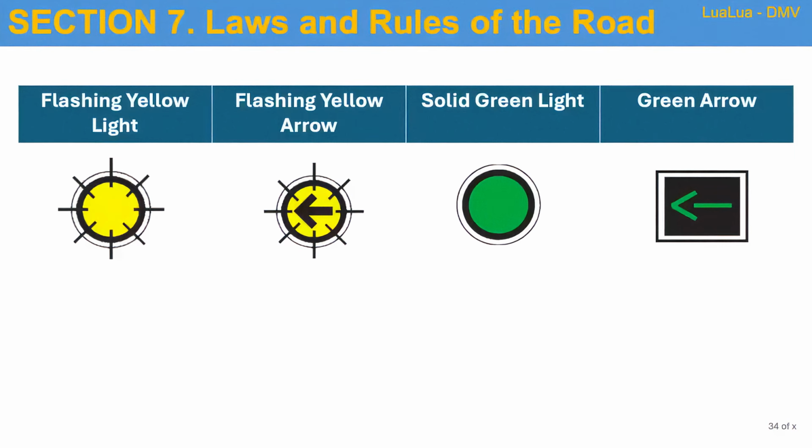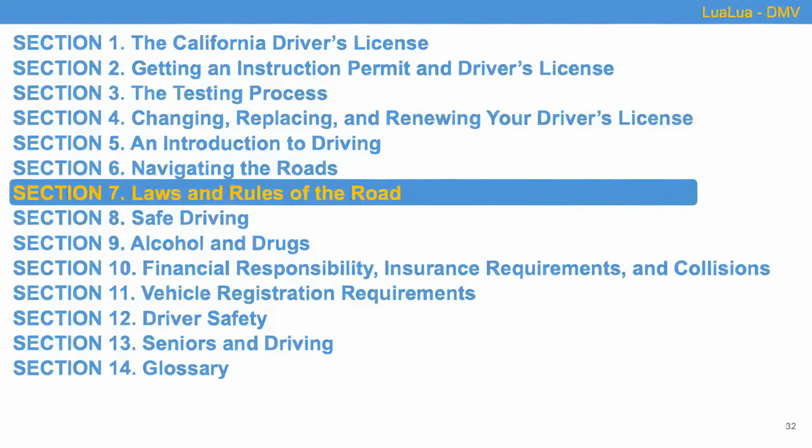Green arrow. A green arrow means go in the direction the arrow is pointing. The green arrow allows you to make a protected turn. Oncoming vehicles are stopped by a red traffic signal light. Traffic light not working. When a traffic light is not working, stop as if the intersection is controlled by stop signs in all directions. Then proceed cautiously when it is safe to do so.